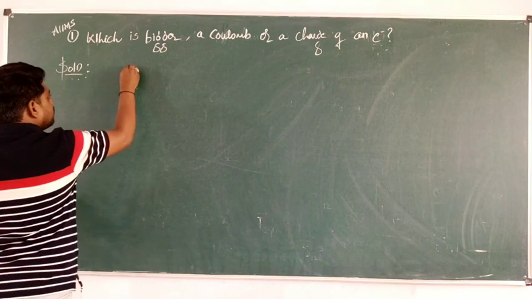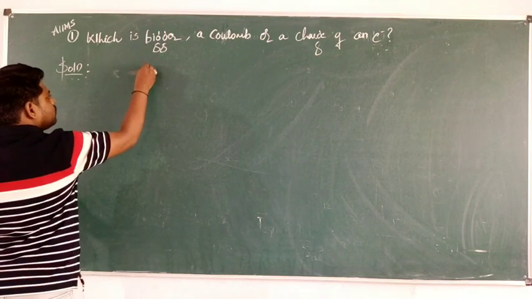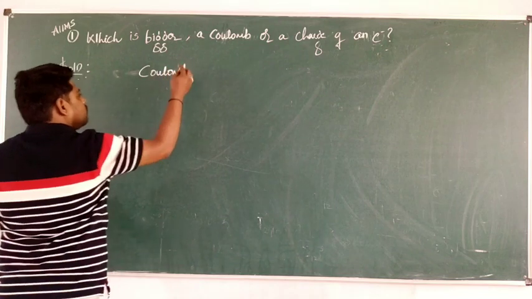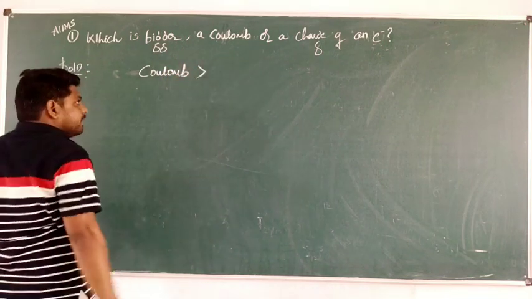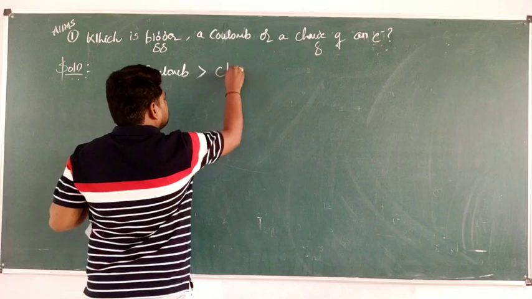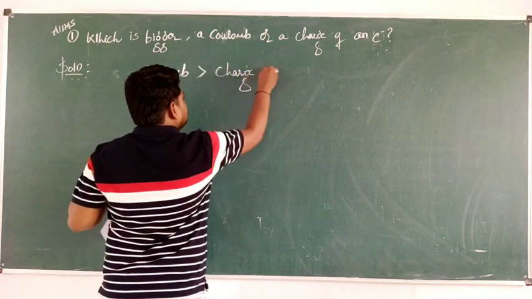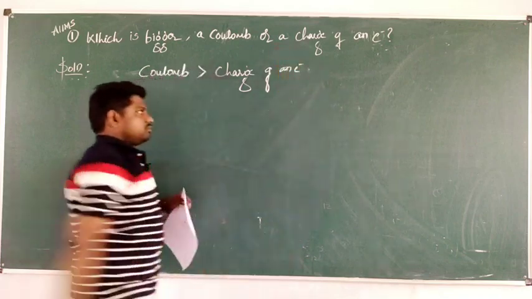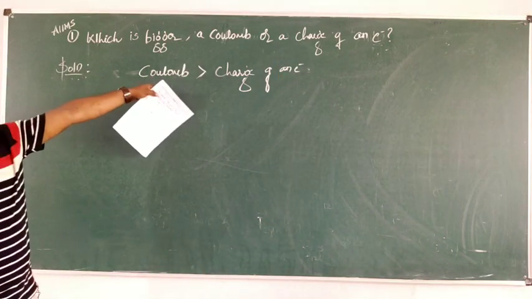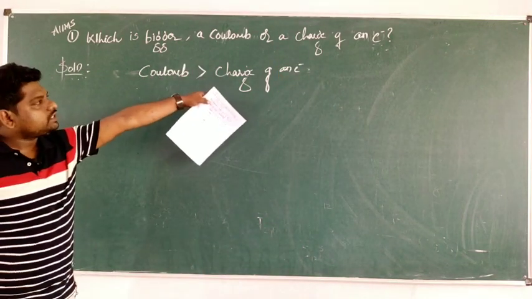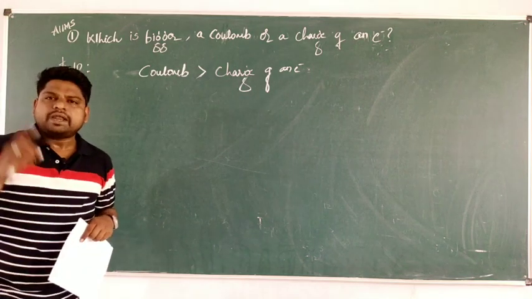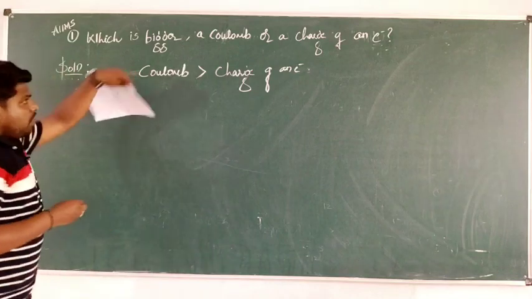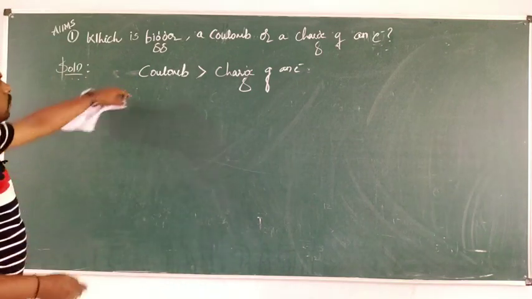Of course, a Coulomb is greater than the charge of an electron. Coulomb is always greater than the charge of an electron. Let us see mathematically how it is going to be possible. See here, let us understand one by one.